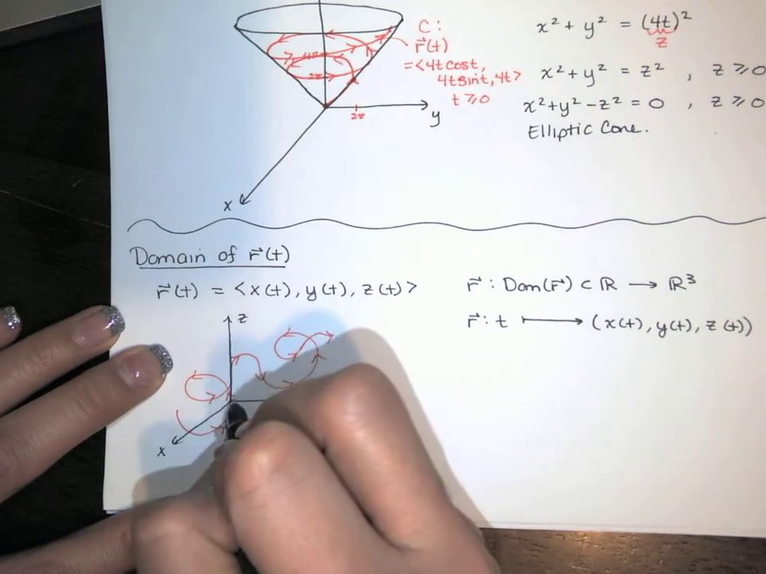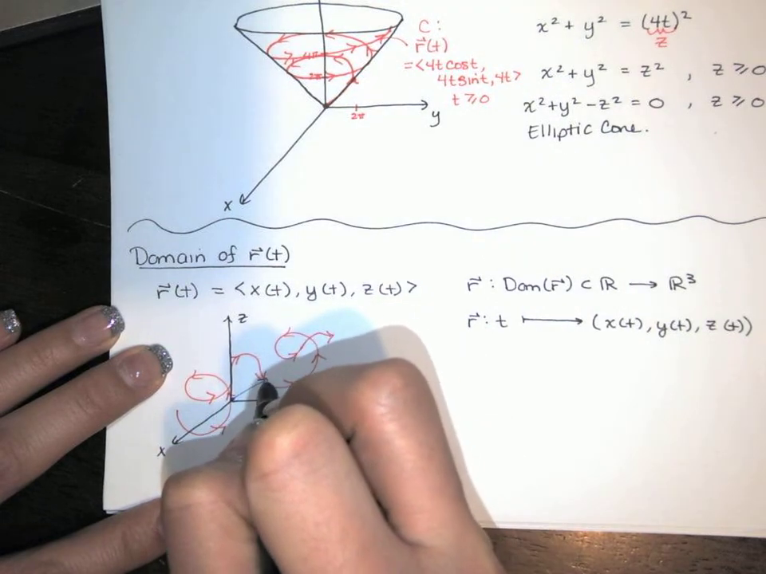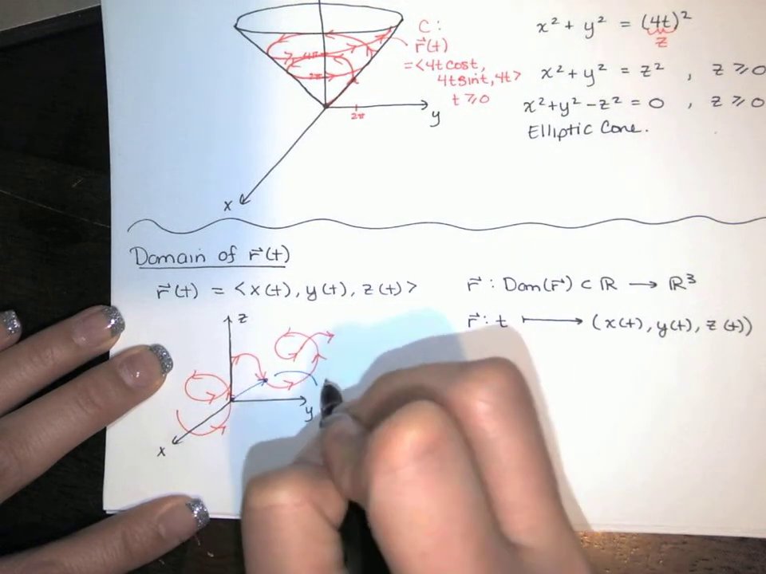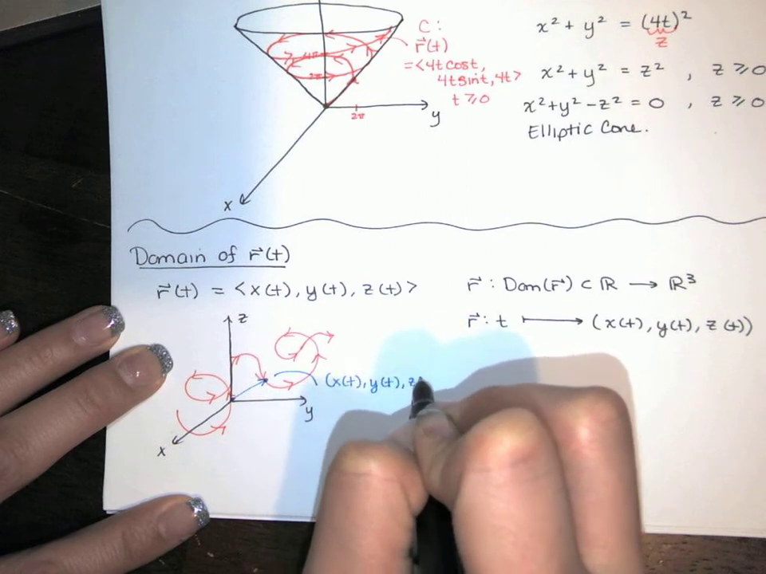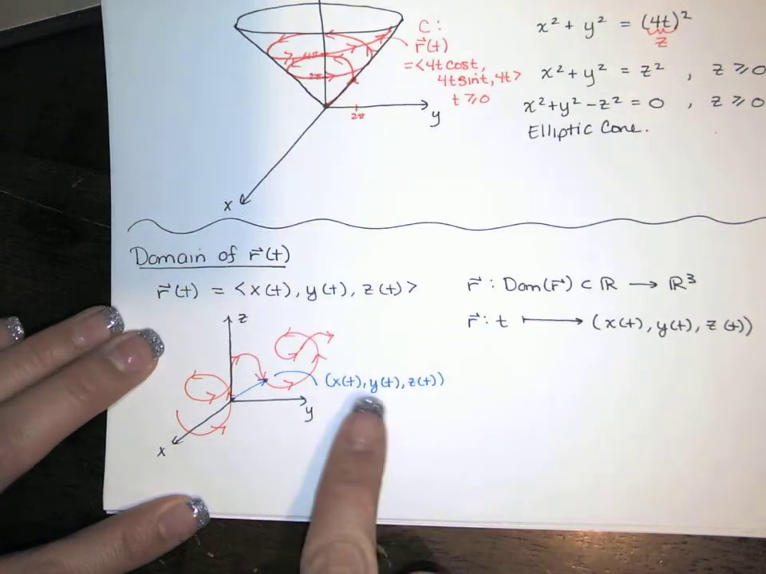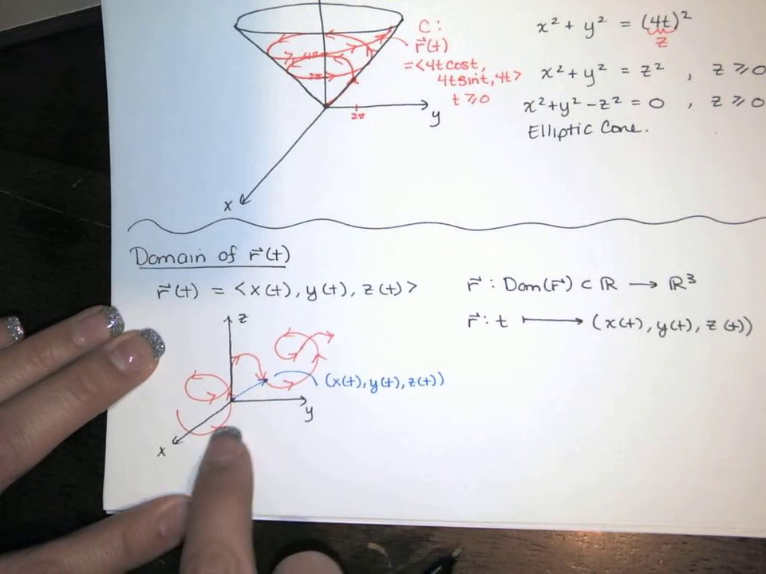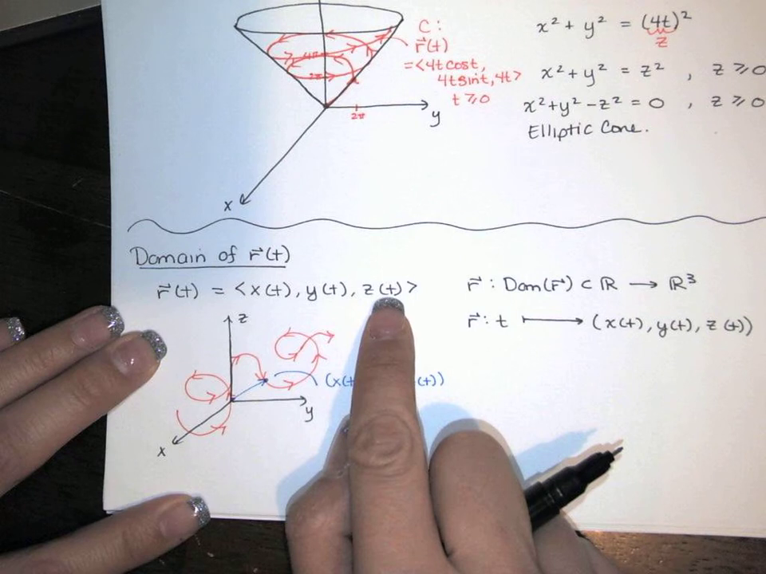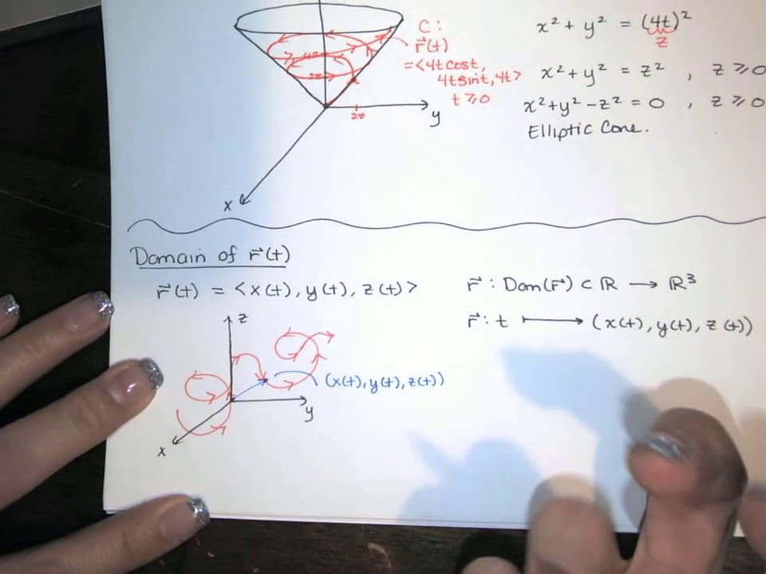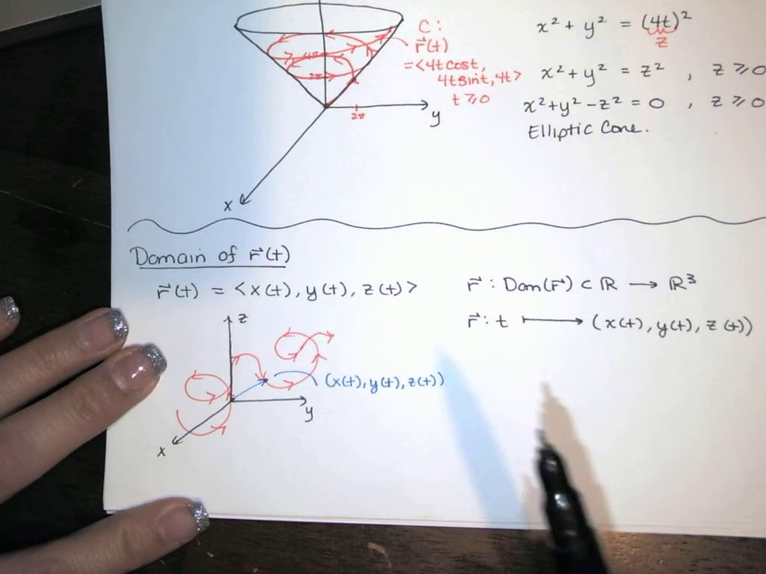So r of t actually starts at the origin, and it points and it says, this is where you are at time t. And you say, well, where is that? Well, that's at x of t, y of t, z of t. And then as t increases, you're at all of these different locations. So this is actually the path that you would be on if this was your position function at time t. R of t frequently represents the position function, and t often represents time.